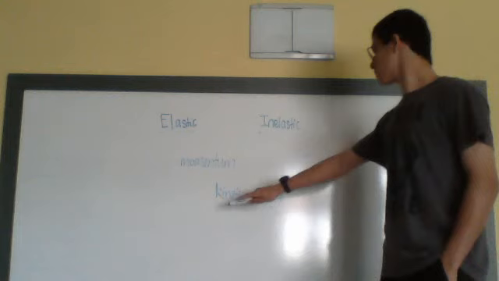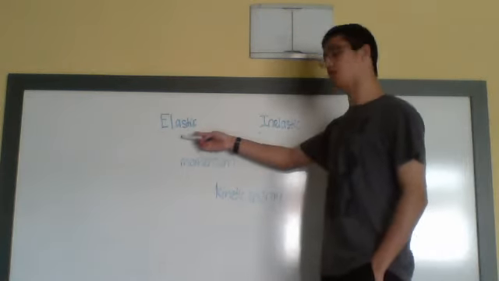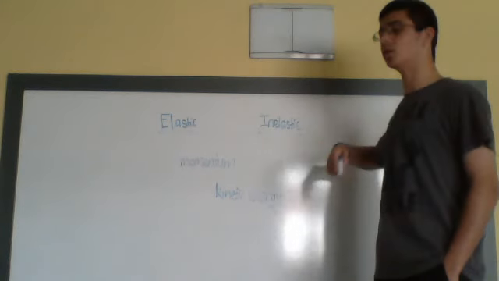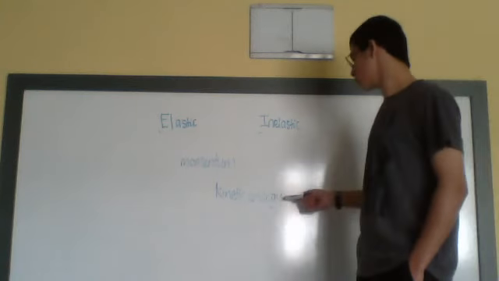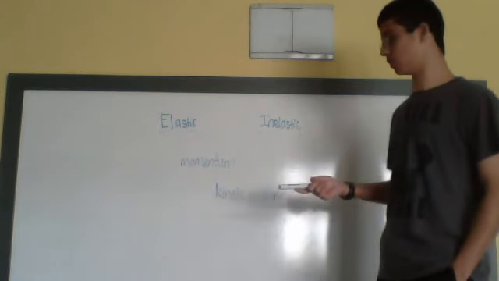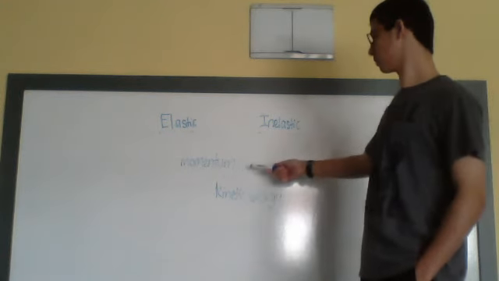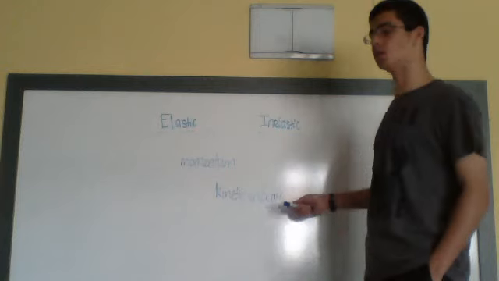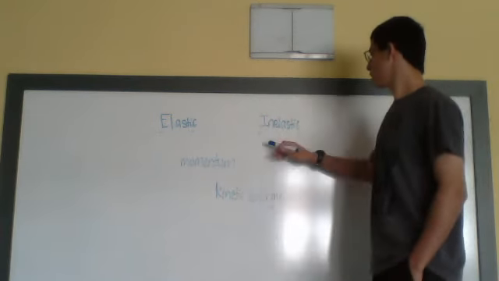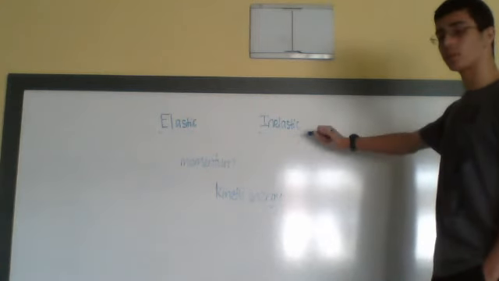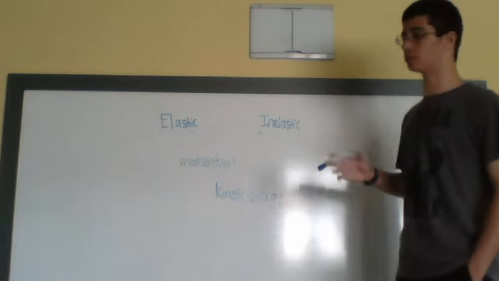However, the difference comes around kinetic energy. In elastic collisions, kinetic energy is conserved. The thing to note is, kinetic energy is a scalar quantity, unlike momentum, which is a vector quantity. So kinetic energy is only measured in terms of magnitude, not direction. In inelastic collisions, kinetic energy is not conserved, but momentum still is conserved.